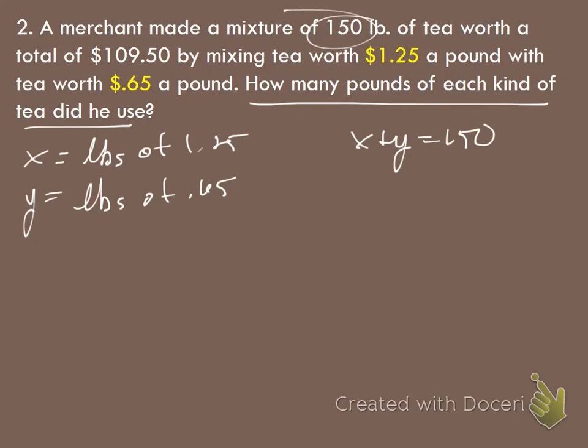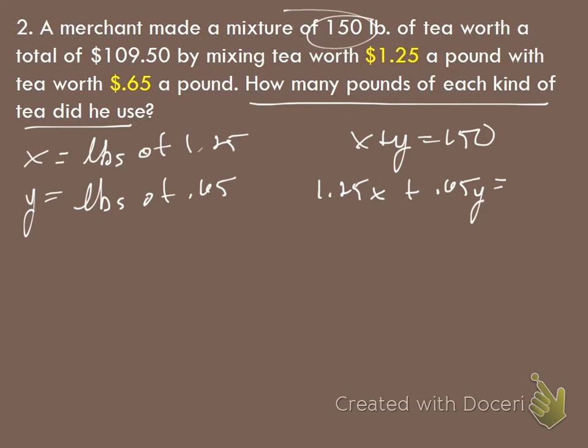Well, if I have X pounds of $1.25 a pound tea, to come up with its worth, I've got to take the $1.25 and multiply it by the number of pounds. It's a price per pound. Same thing for the 65-cent tea. It's a price per pound.